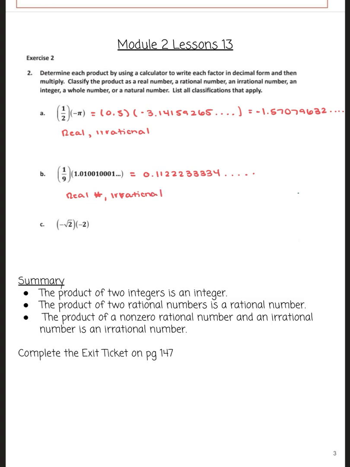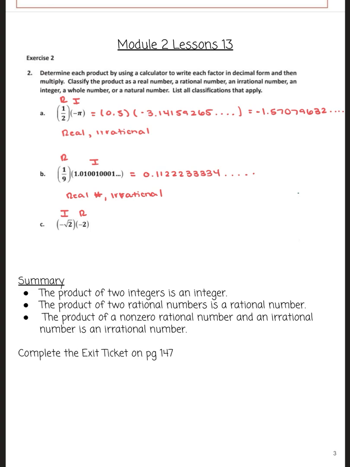All right, so we have the negative square root of 2 times 2. So we know that the square root of 2 is irrational, and we know that negative 2 is rational. So I'm just going to go back here and write IR, this is RI, and this is RI, signifying rational and irrational.